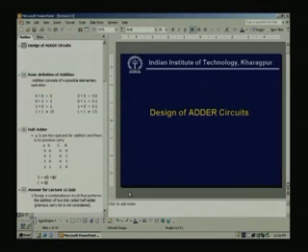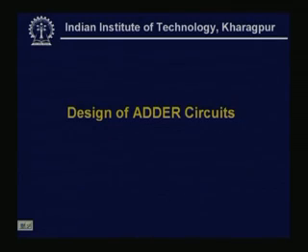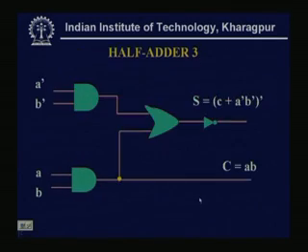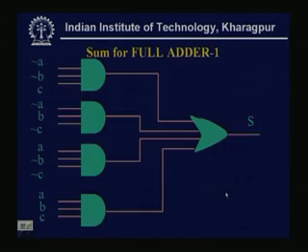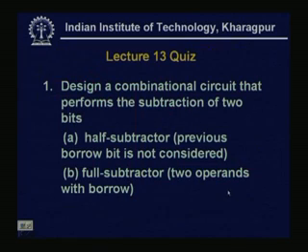Now, today's quiz question is again a combinational circuit design, very similar to the adder we have discussed. The problem is to design a combinational circuit that performs subtraction of 2 bits. Addition we have discussed, and now the subtraction. Similar to the half adder and full adder, first we have to do the half subtractor and then the full subtractor. So, first we have to define what we mean by half subtractor.